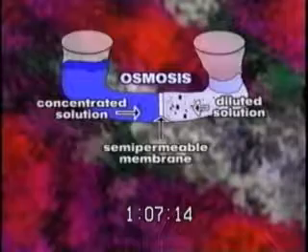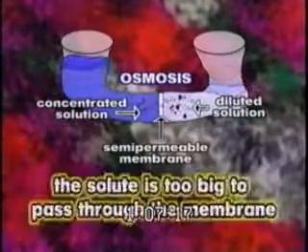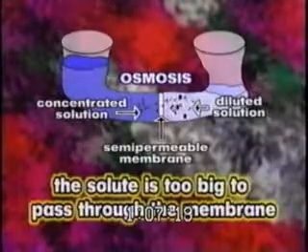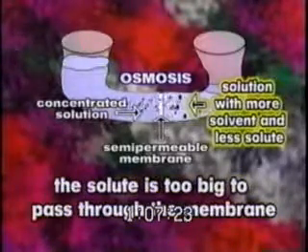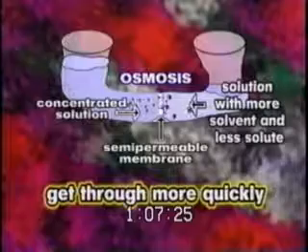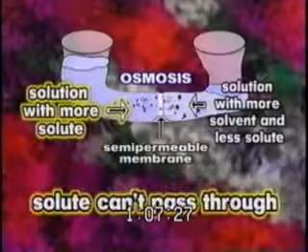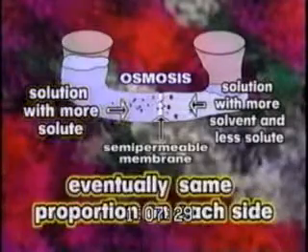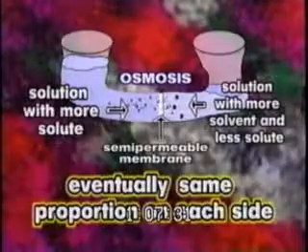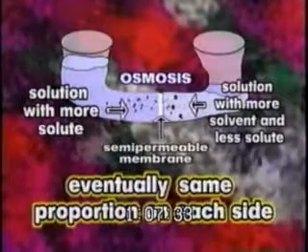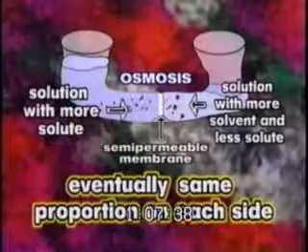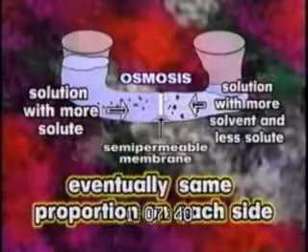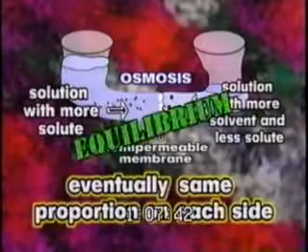If the solvent is bopping back and forth through the membrane, but the solute is too big to pass through the membrane, it makes sense that the solution with more solvent and less solute will get through more quickly than the solution that had more solute that can't pass through. Eventually, the proportions will even out, so there is the same proportion of stuff that can pass through and stuff that can't pass through on each side of the membrane. When this finally happens, we say the solutions are in equilibrium.